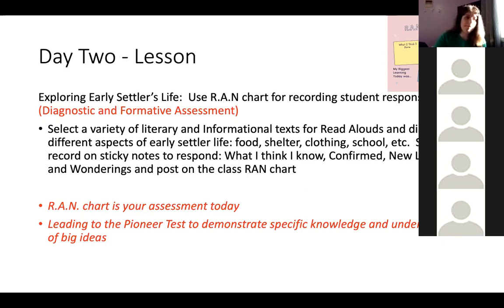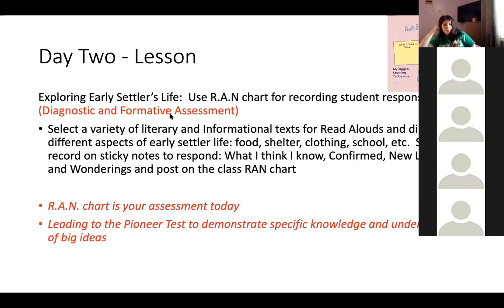And then finally at the end, I can have them write down any new information they have. So this RAND chart can be something that's ongoing. And so for today, day 2, this RAND chart is my assessment for the day. This is what I'm going to assess. And it could be that I'm just checking to see that they have it done. It doesn't have to be any marks out of 10 or anything like that. I can just be checking that they have it done.